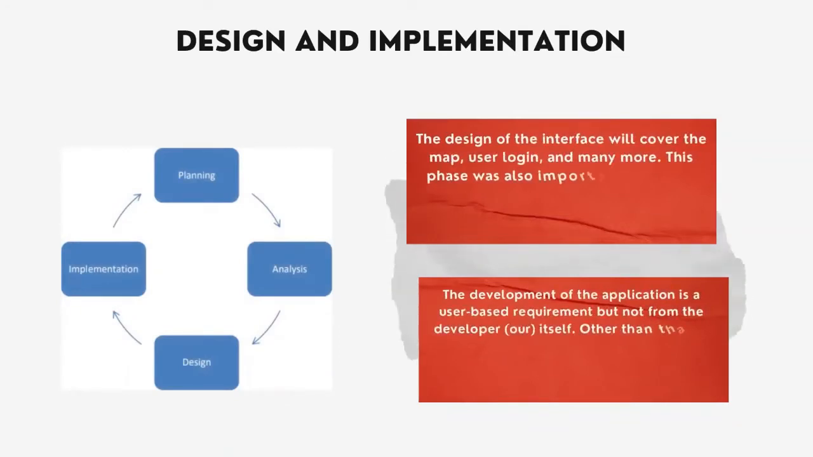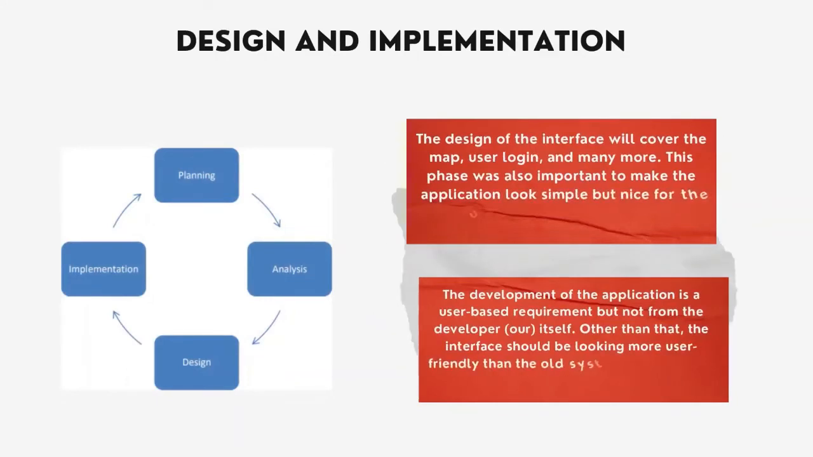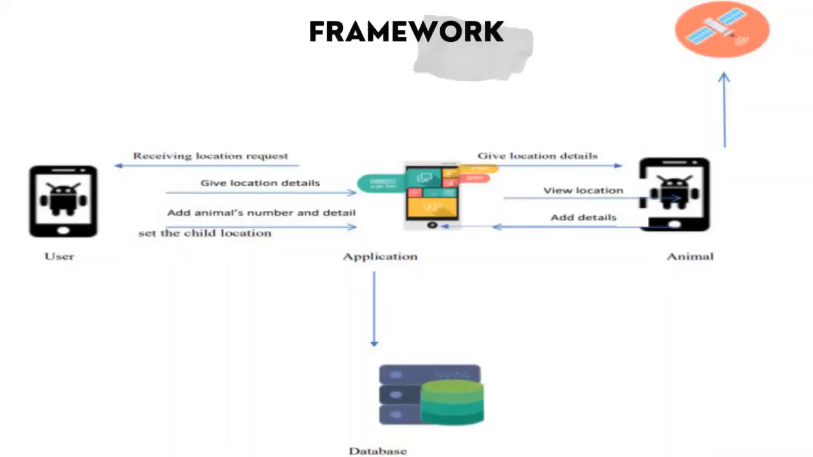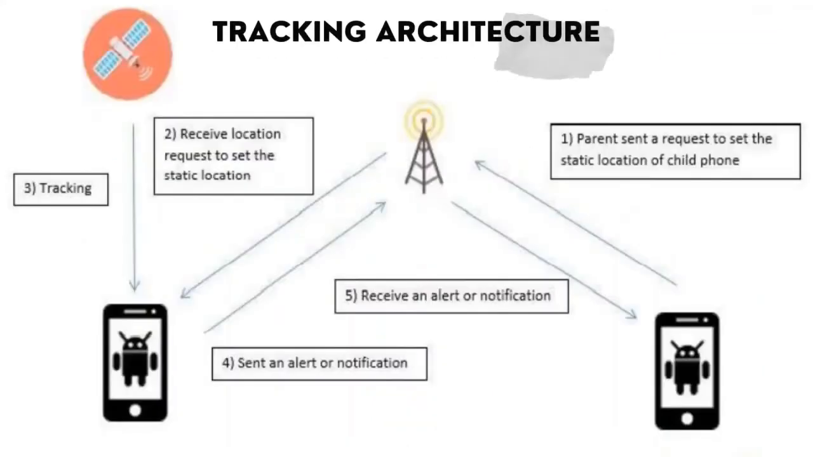Moving on to the design and implementation part of the application, the design of the interface will cover the map, user login, and many more. This phase was also important to make the application look simple and user-friendly. The framework that our application will be using is like the figure shown on the screen. That is, the user will add animals, number, and details and all. When the user asks for the location of that particular animal, the GPS, which is connected to both the user's device and the animal tracking device, will send a response to the user device, and the tracking device will fetch the location and pass it on to the user.